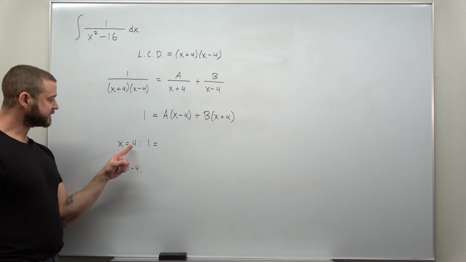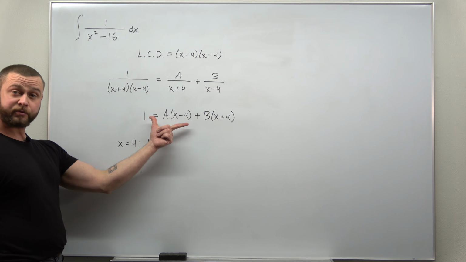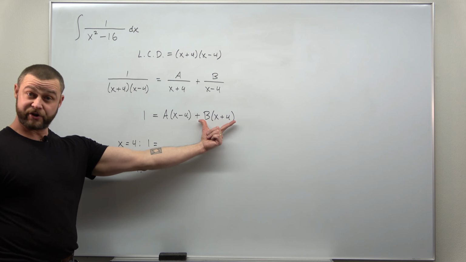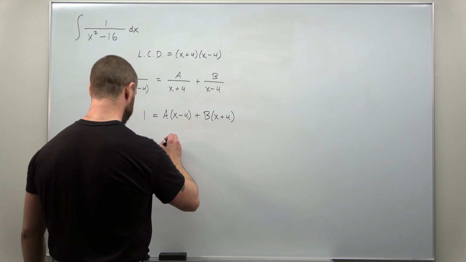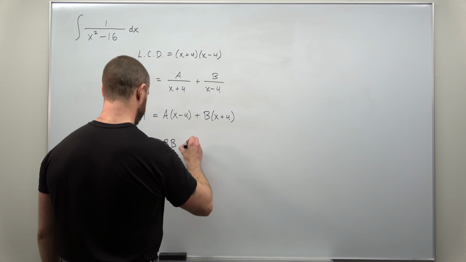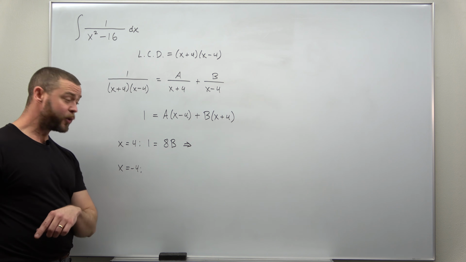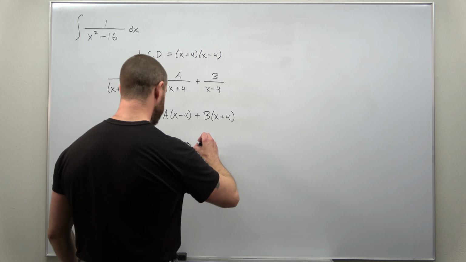And if we plug in x as 4, the a term drops out, leaving you with just the b term. So we'll get 4 plus 4, 8b. And it looks like we can solve that very quickly to determine that b has the value 1 over 8.